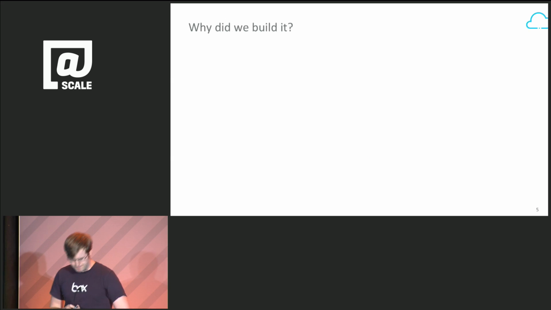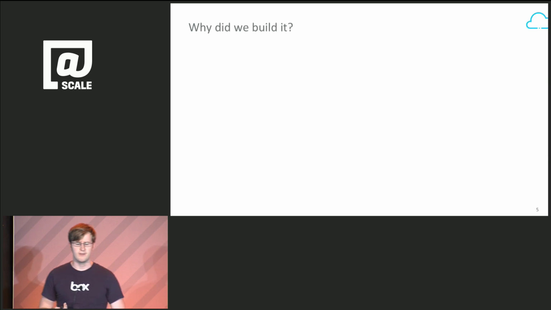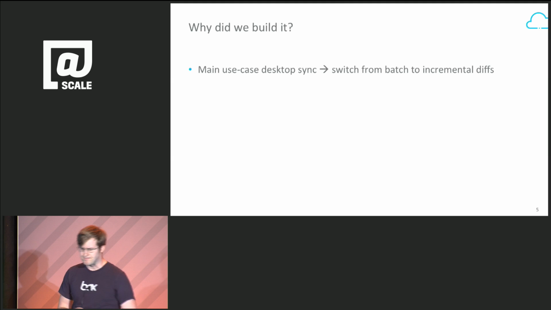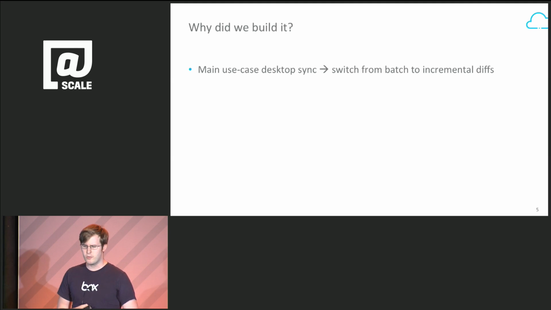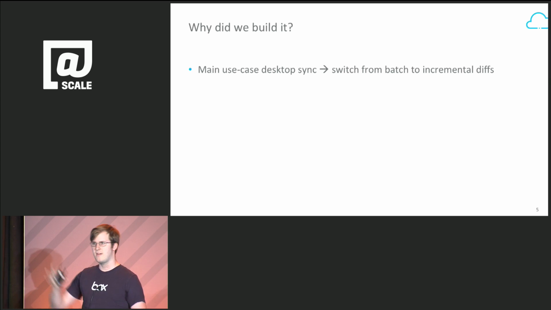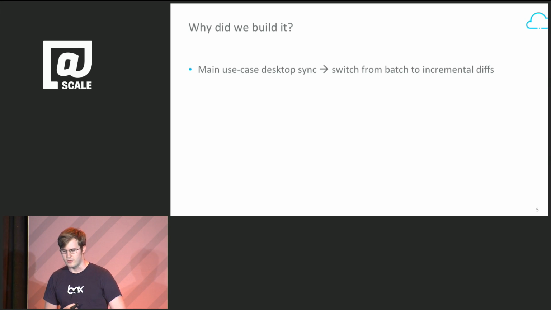So why did we build it? We thought this would be generally useful for our third-party developers. But internally, our main driving use case was to power our desktop sync client. At the time, our desktop sync client had been operating in a bit of a batch mode, where in order to figure out what had changed on Box and pull those changes locally, it had to get a full snapshot of your tree on Box, pull that locally, and then do a diff against what it had on the local file system.